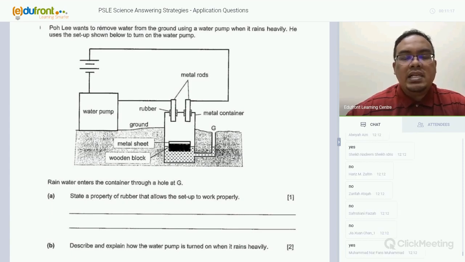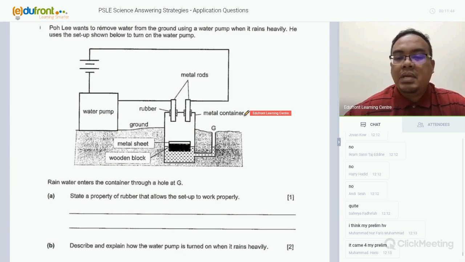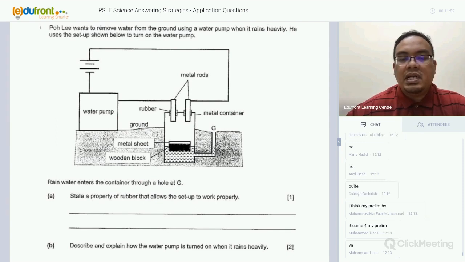But this is probably happening in some countries where they use a water pump, and they have this setup to generate water pump. So this is something that we are not familiar with. However, the concepts that are relevant to this question can be applied. You have learned the concepts, so you need to apply the concepts that you have learned to the situation given here. This is last year's PSLE question. Oh, Haris, it came out for your prelims, huh? But this was last year's PSLE question.